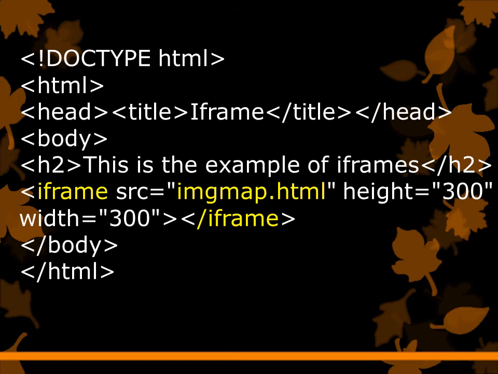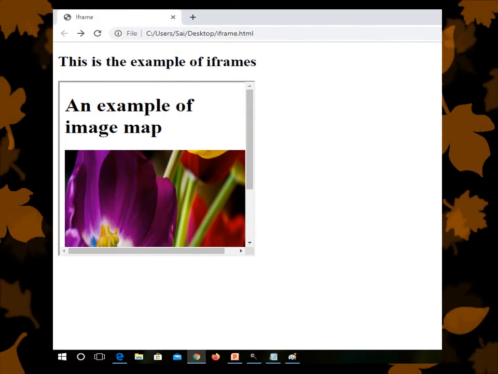the imagemap.html program. You know we already created this imagemap.html program. So this inline frame shows the output of this program which is mentioned in src, that is the source attribute. This is the example of iframe, that is the inline frame.